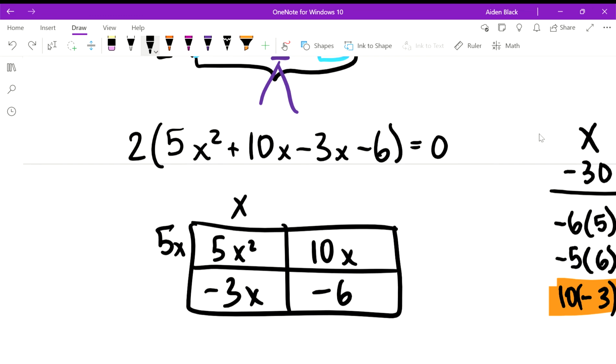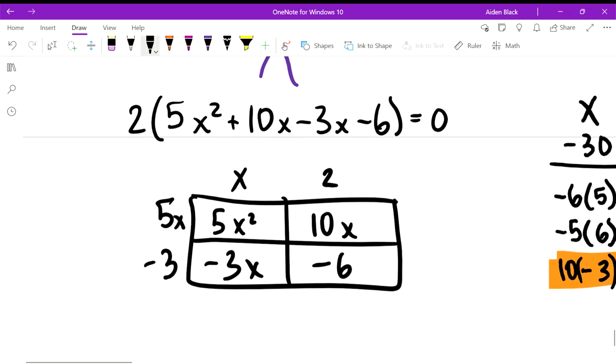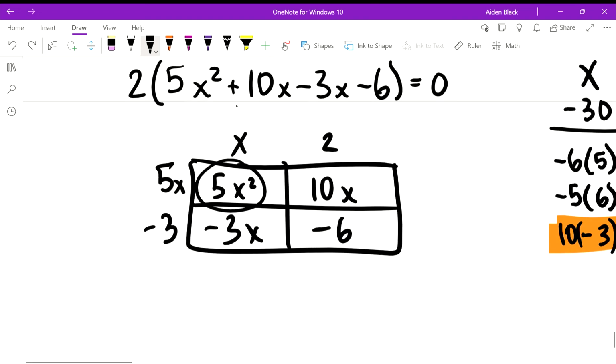Now, we know that 5x times 2 equals 10x, so that works. And if you actually look at this column, you'll see that 2 is the greatest common factor there. And then also, we know that x times negative 3 equals negative 3x. So we just double check, make sure that whatever box you're looking at, it's the product of that column and row where they intersect.